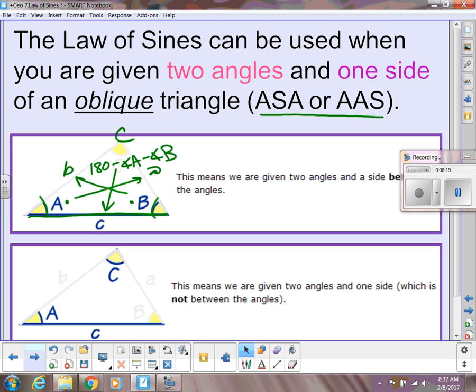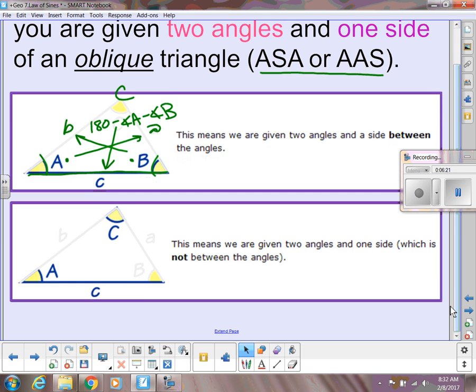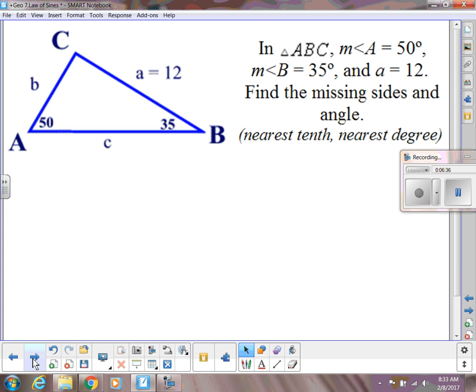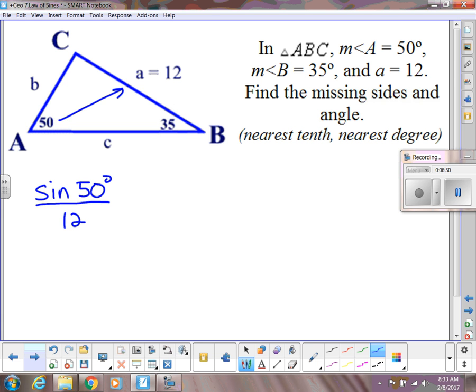Okay? So that's one way we can use law of sines. You can also use law of sines if you already had C and you didn't have B. So that's the side across from it, and then we would have this angle. And that would allow us to find that side. Okay, so for example, here we have two angles and a side, and I have a side across from one of those angles. So I can set up sine of 50 degrees over 12. That should be equal to, here's the other angle I have, sine of 35 degrees over B.